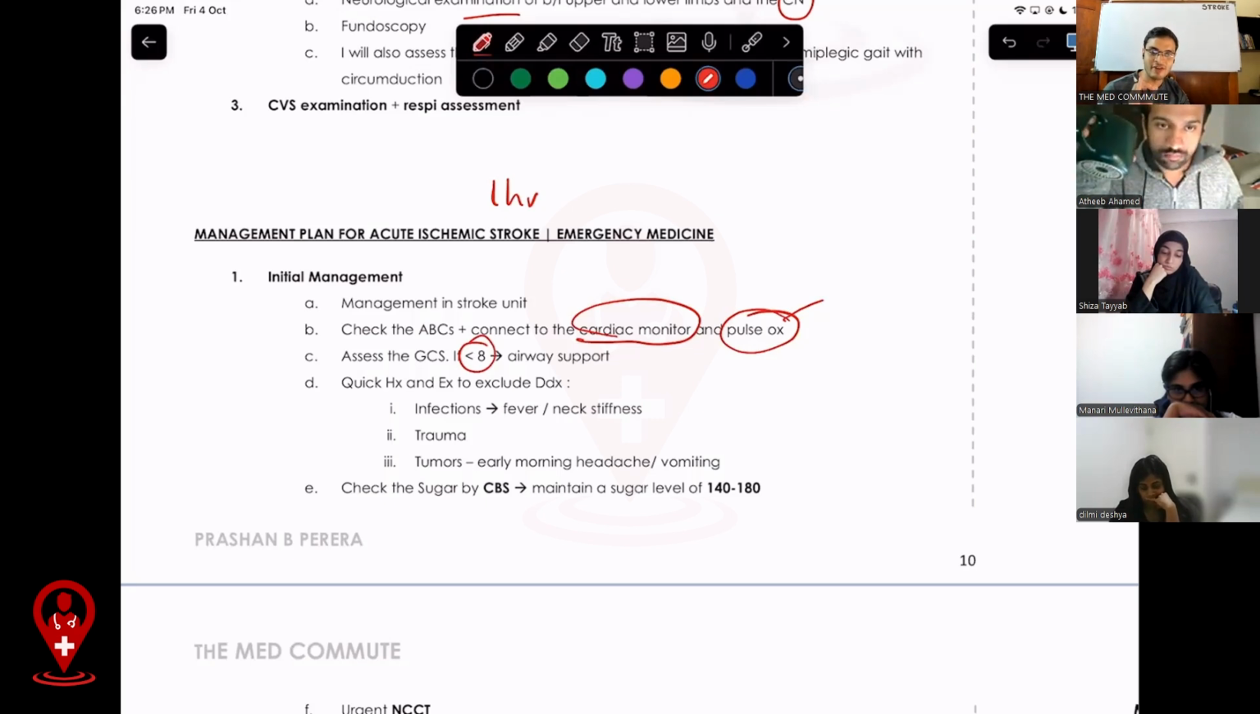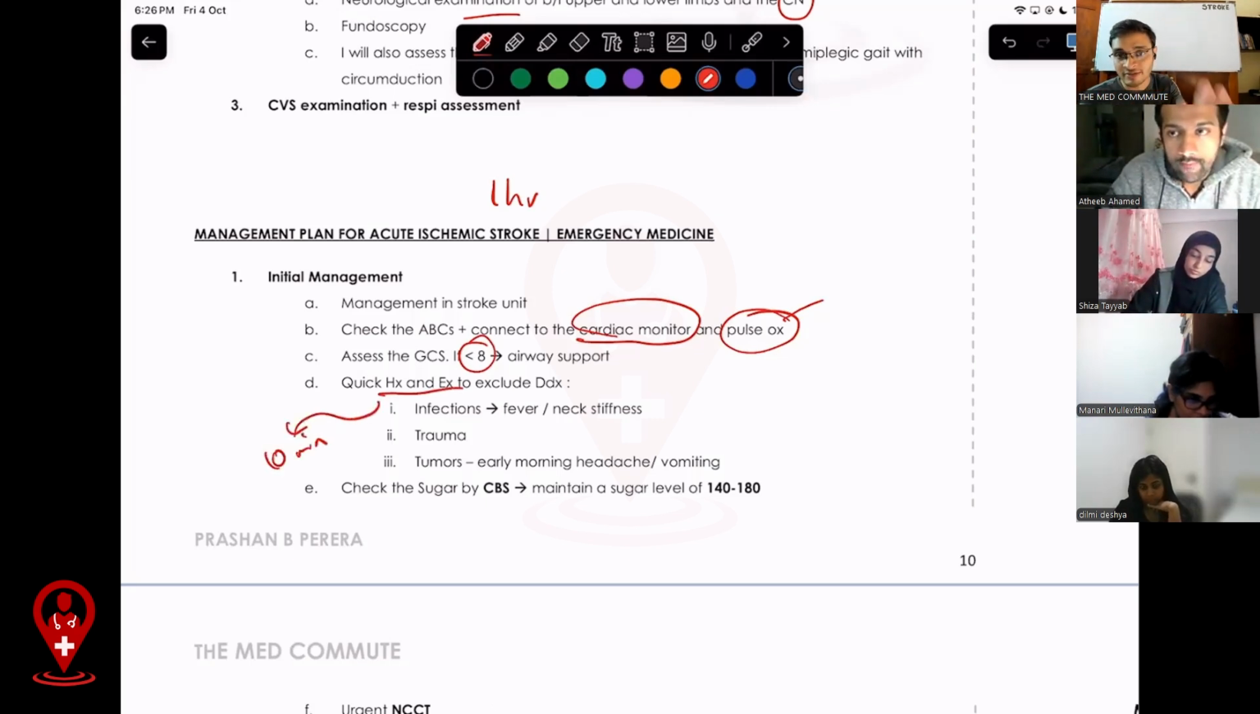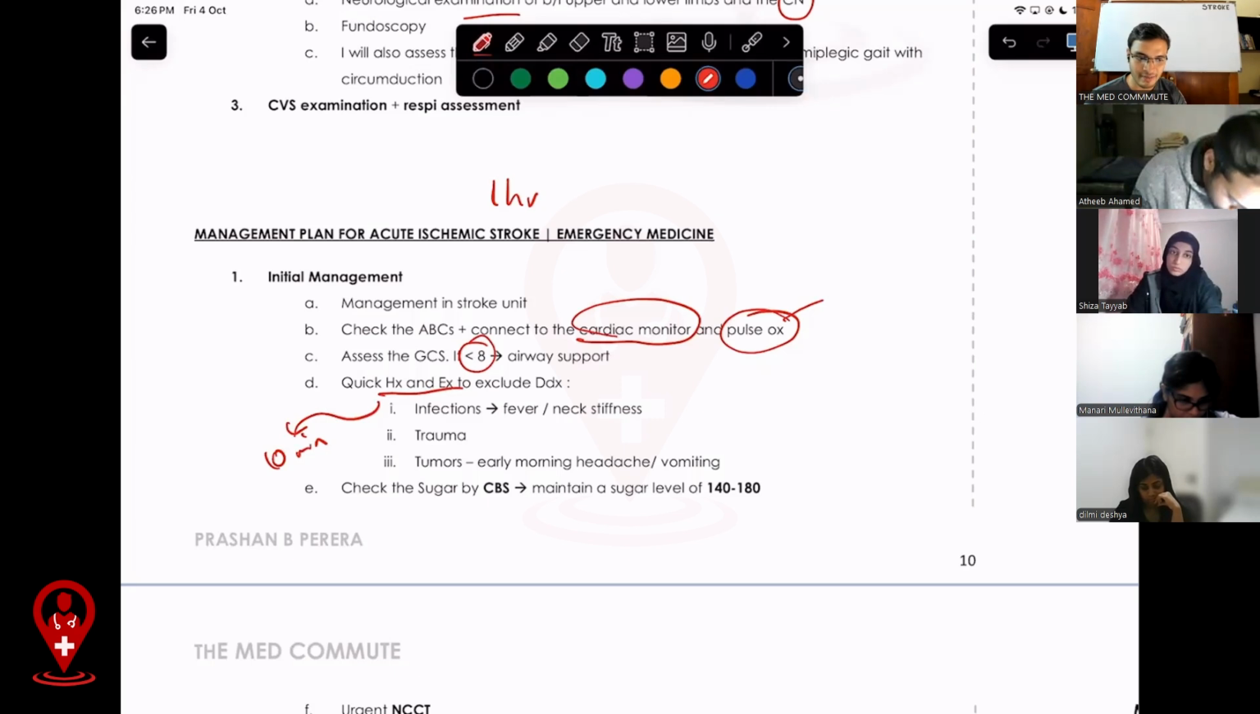This needs to be very brief, guys. This history and examination in the acute setting cannot take more than 10 minutes, maximum 10 minutes from the time the patient comes to you. Within 10 minutes, you must be done with the history and examination. We've talked about the history, we've talked about the examination, what to do. So you do that.